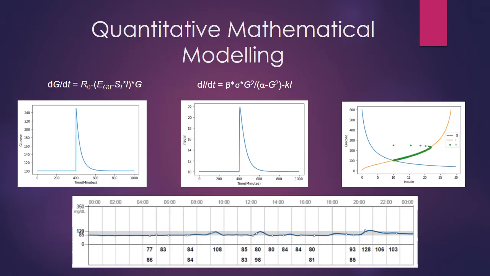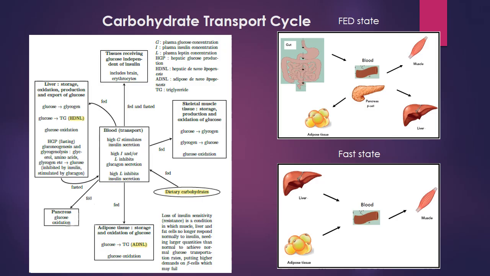Quantitative mathematical modeling. This presents differential equations and the time series graphs used to mathematically model the dynamics of glucose and insulin over time. Carbohydrate transport cycle. This features a detailed diagram mapping how glucose is stored, oxidized, and transported between the gut, liver, blood, muscle, and the adipose tissue during both fed and fasted states.